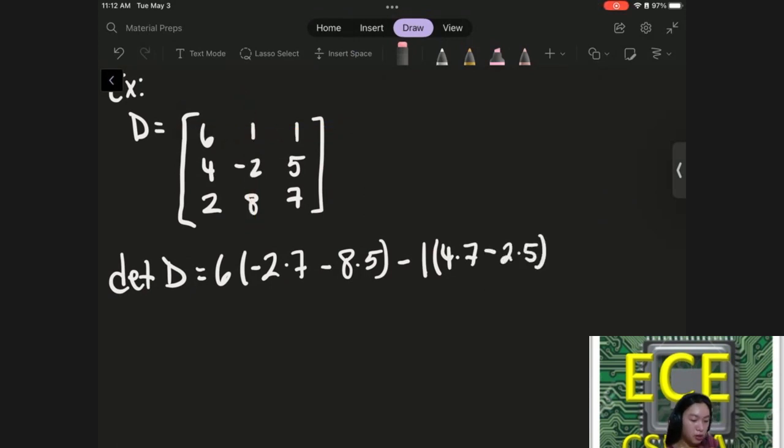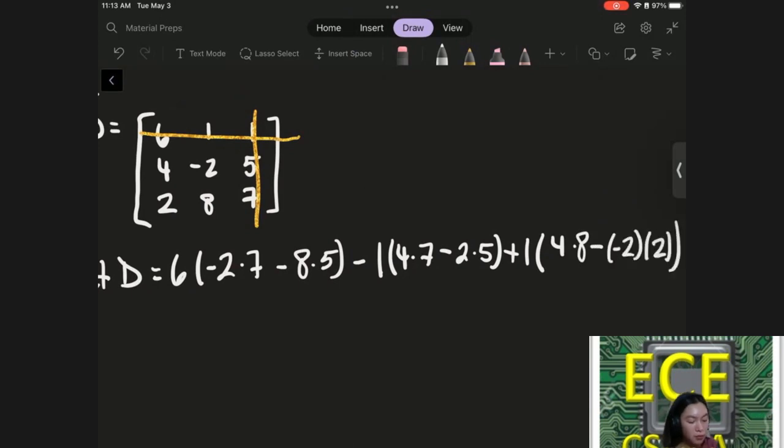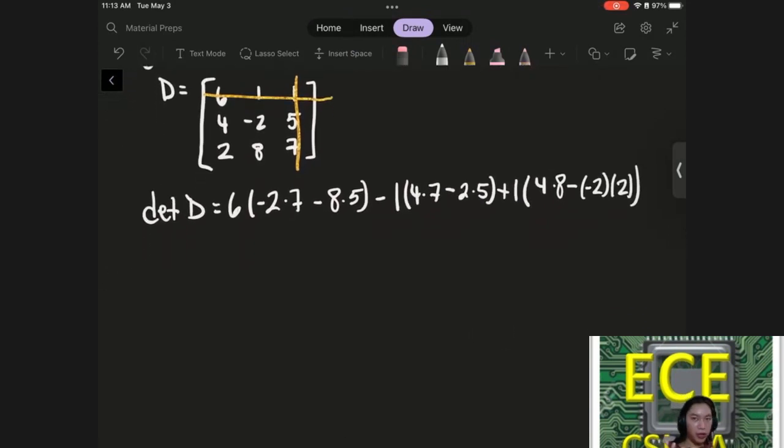Okay, and then on to the last one, which is plus 1 times, again, ignore the row and the column that the 1 is in. Take the determinant of the leftover 2 by 2 matrix, which is 4 times 8 minus negative 2 times 2. And from here, you can just simplify it.